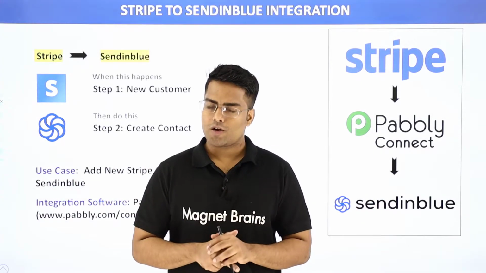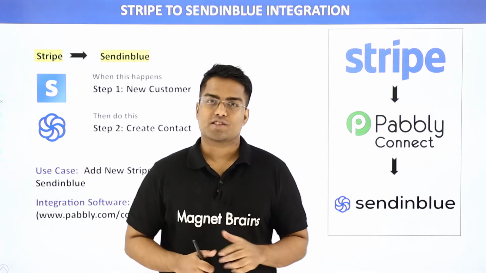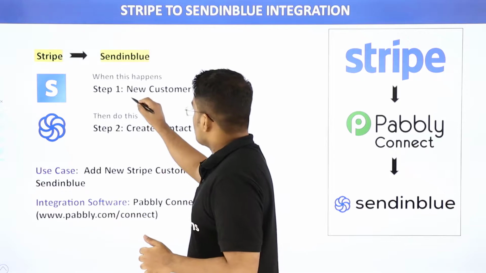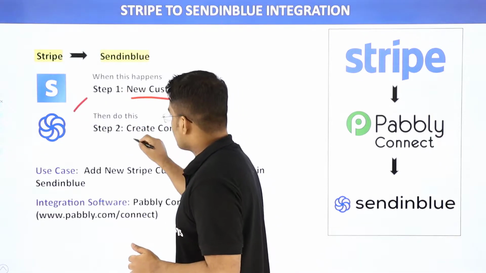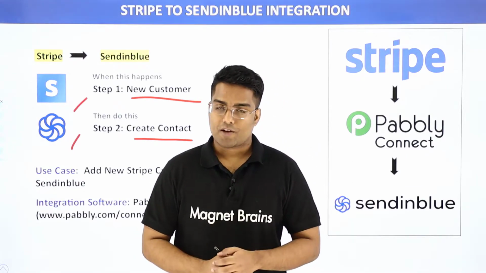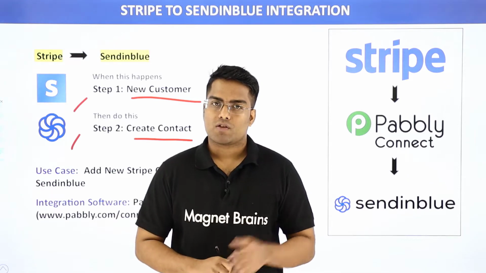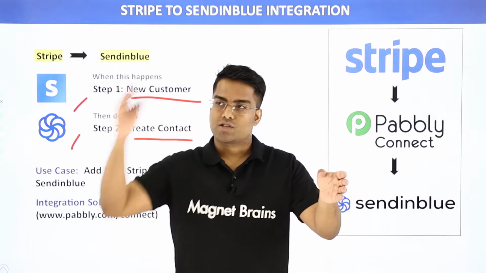So in this video, we are going to learn how to integrate Stripe and Sendinblue. Our use case is pretty simple. When a new customer is created in Stripe, it will create a contact in Sendinblue. Now Stripe is an online payment processing platform and Sendinblue is an email marketing software. So what we are going to do is, we are going to send the data from Stripe to Sendinblue.